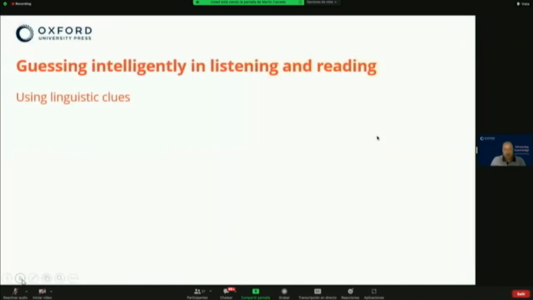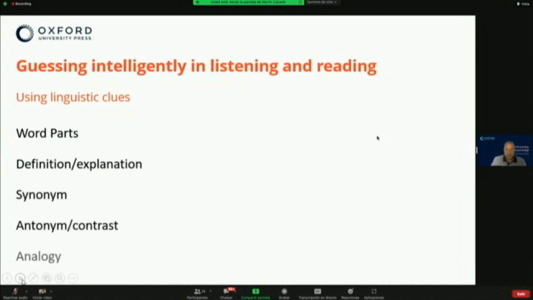So, what are some compensation strategies? For example, using linguistic clues, word parts. When we explain to our students prefixes and suffixes, they can see that if a word is unknown to them, but they understand what a prefix is and what it means, they can get a better understanding of the word. Using definitions or explanations is also very useful. So instead of translating, if we don't want them to translate just yet, they can work on the terms in terms of definitions, synonyms, or antonym contrast, and analogies.